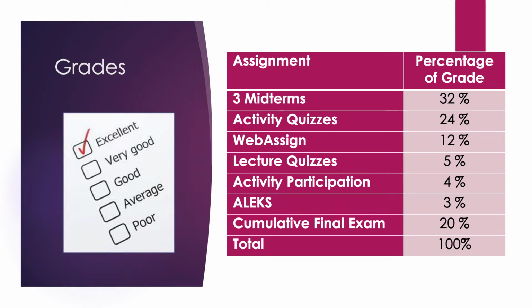This class grade breakdown might seem a little overwhelming, but it gives you lots of opportunities to be successful in this class. You will have 3 midterms that combine for 32% of your class grade. Your activity quizzes will combine to be 24% of your class grade. WebAssign, your online homework that was due on Thursdays and Sundays, is 12% of your grade.